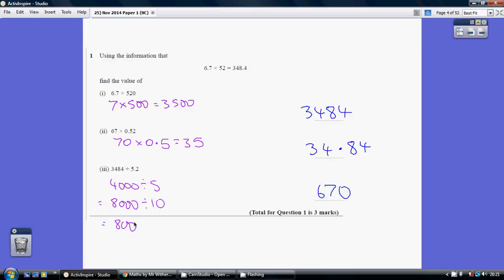That's also fine. So given that these are the digits we're playing with, how do we get an answer of roughly 600, 700, 800? Well, it must be 670.